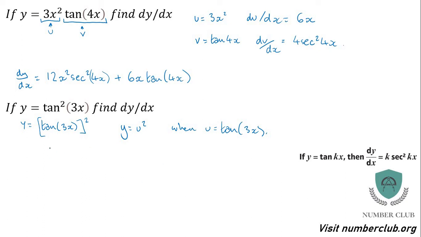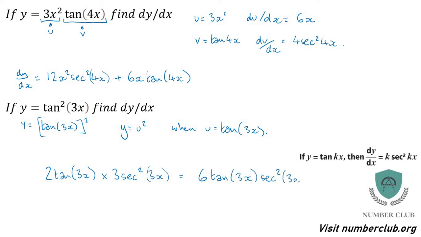We've got diff the outside is going to be 2 tan of 3x, which has to be multiplied by diff the inside, which is going to be 3 sec squared 3x. And you just tidy that up and you're done. 6 tan of 3x sec squared of 3x. All done. Okay, not too bad.